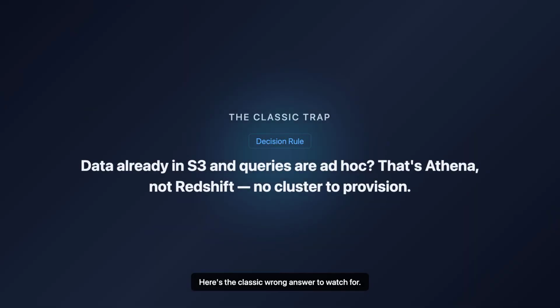Here's the classic wrong answer to watch for. A scenario describes data already sitting in S3, an analyst running ad hoc exploratory queries, and the tempting distractor is Amazon Redshift. But Redshift means provisioning and managing a cluster of nodes, which is overhead and ongoing costs you don't need. When the data's already in S3 and the queries are ad hoc, Athena wins. It's serverless and charges only for what it scans. Redshift earns its place for heavy, repeated analytic workloads, not for a quick look at files in a bucket.